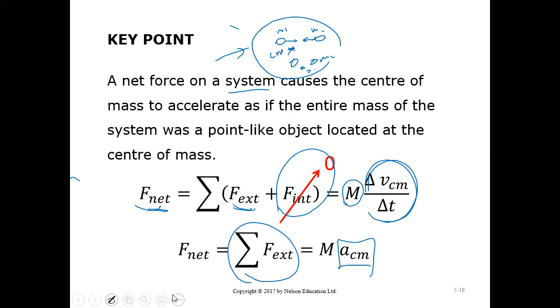So we now have the equation, Newton's second law, applied to a system, a collection of objects. So far, we've been applying Newton's second law to just a single object, treating it as a point mass. Now we can also do this for a collection of objects. The trick is to find the center of mass of the collection of objects. And we will say the net force acting on the system is equal to the total mass of the system multiplied by the acceleration of the center of mass.